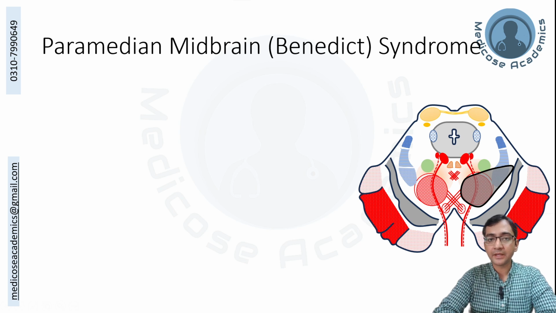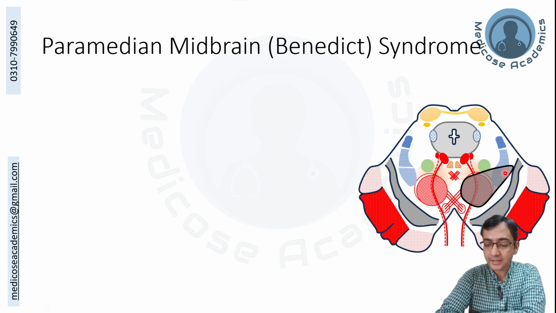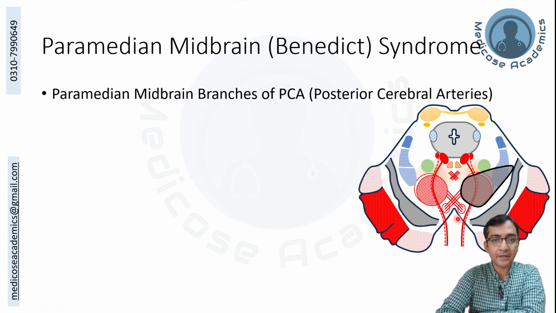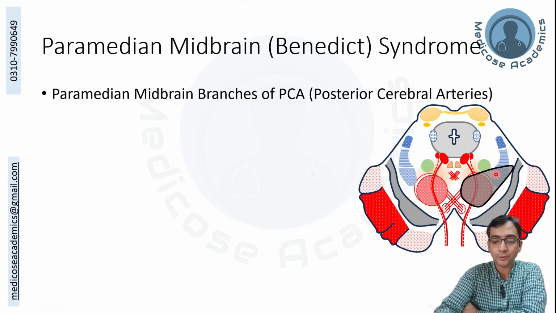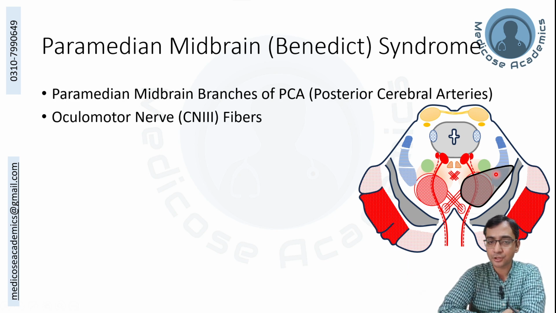Then there is paramedian midbrain syndrome, or Benedikt syndrome. So this is the area that is affected, somewhere here, the paramedian branches of the posterior cerebral artery near here. These are affected. So the three items that are affected here are the oculomotor nerve, red nucleus, and medial lemniscus. By three, I mean the most prominent three that you are going to check in your clinical examination.